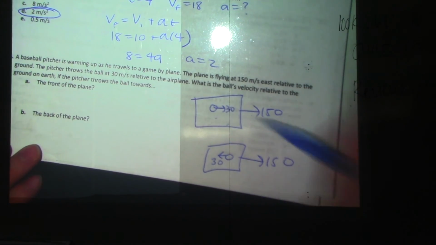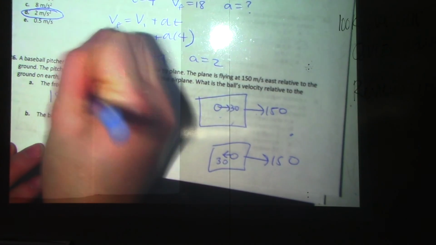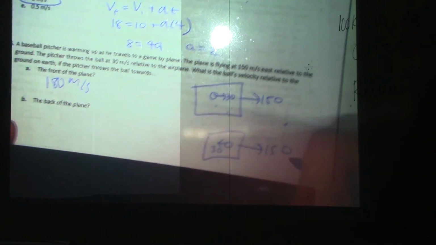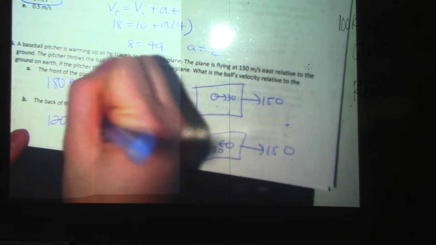Well, these two would just add together. That would look like 180 meters per second east. These two would subtract and it would look like just 120 meters per second relative to ground.